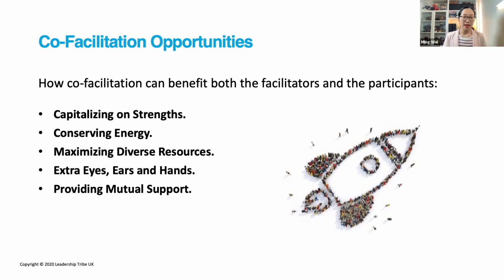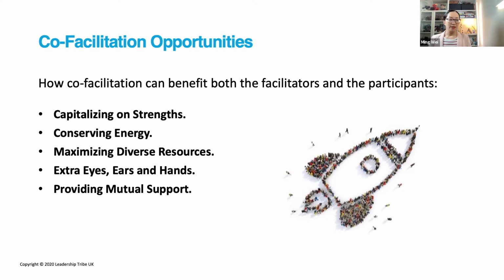It's exactly the same thing. So when you have larger groups, think about bringing a co-facilitator. And there are reasons why we do that, okay? I've listed out a few here. The first one is strengths, capitalizing on the strengths. As human beings, we have different strengths and weaknesses. How can we capitalize on the strengths of different facilitators?